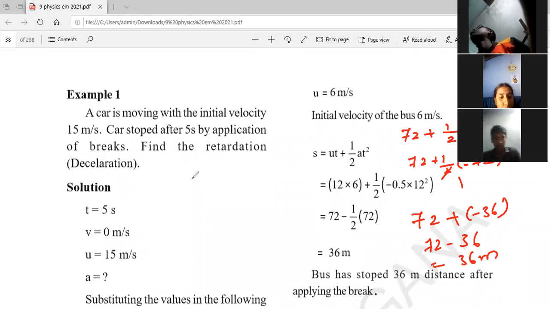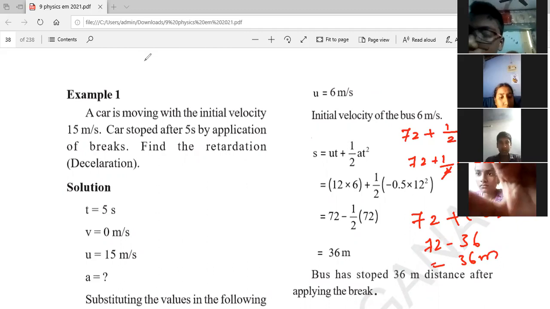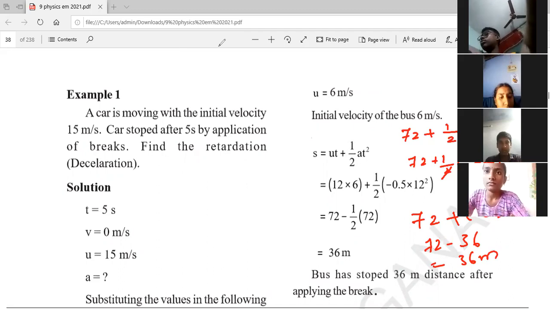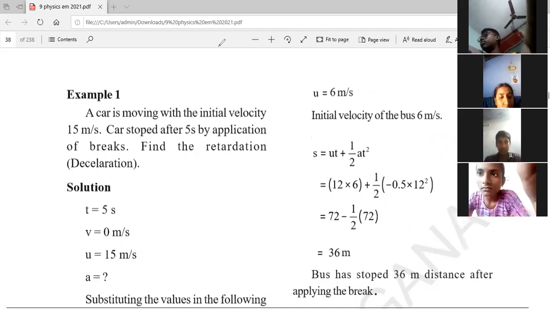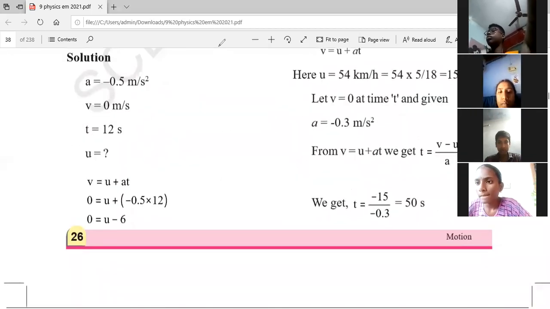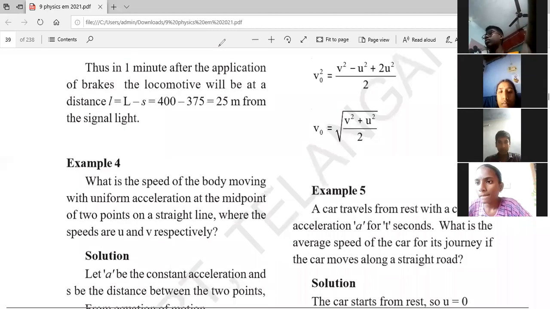Yes, are you listening, Jyotish? Yes, teacher. Okay, only 3 minutes of time is there, so we'll continue this in our next session.